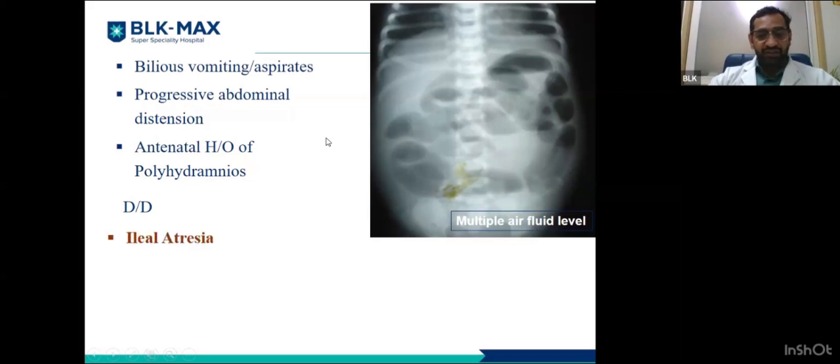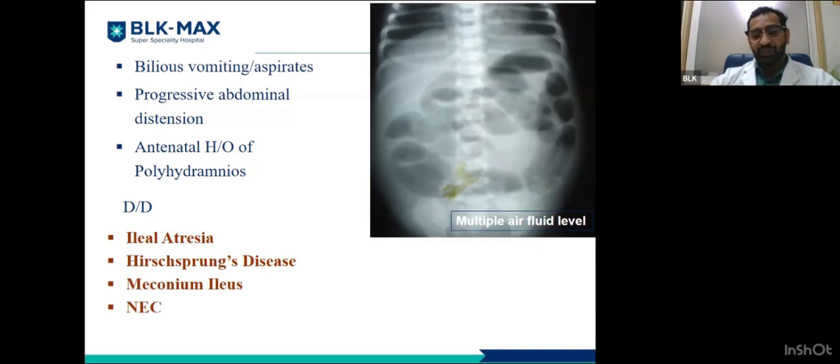Now, whenever you get such a picture and you're suspecting distal small bowel obstruction, there could be multiple possibilities, and that's why the diagnosis can be challenging. So one possibility is ileal atresia. The other is a long segment Hirschsprung's disease involving the whole of the colon. Then sometimes there can be meconium plugs lying in the distal small bowel, so you will get this picture in meconium ileus also. And sometimes it can simulate the picture in patients with necrotizing enterocolitis, where the picture is like a paralytic ileus, where you will see some small air fluid levels.